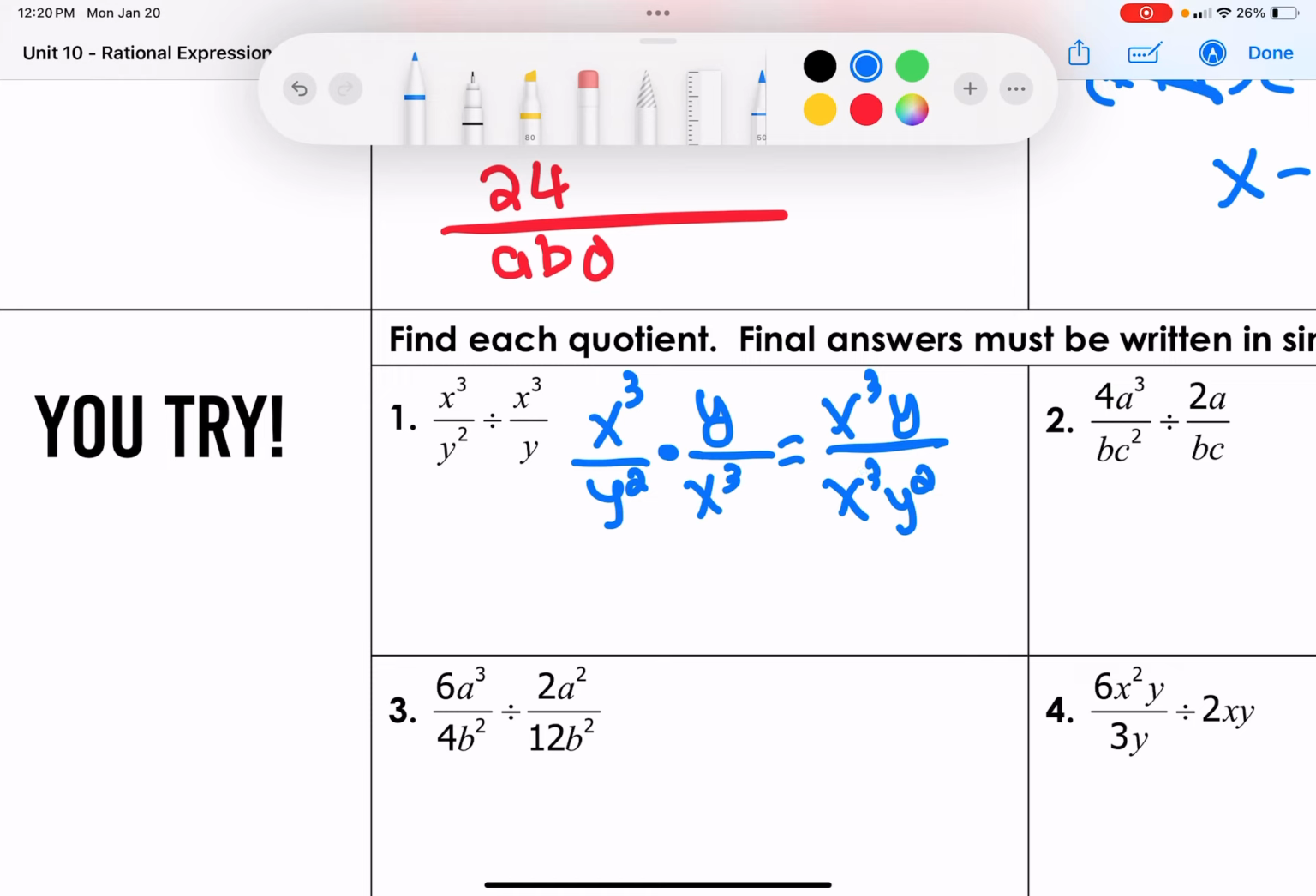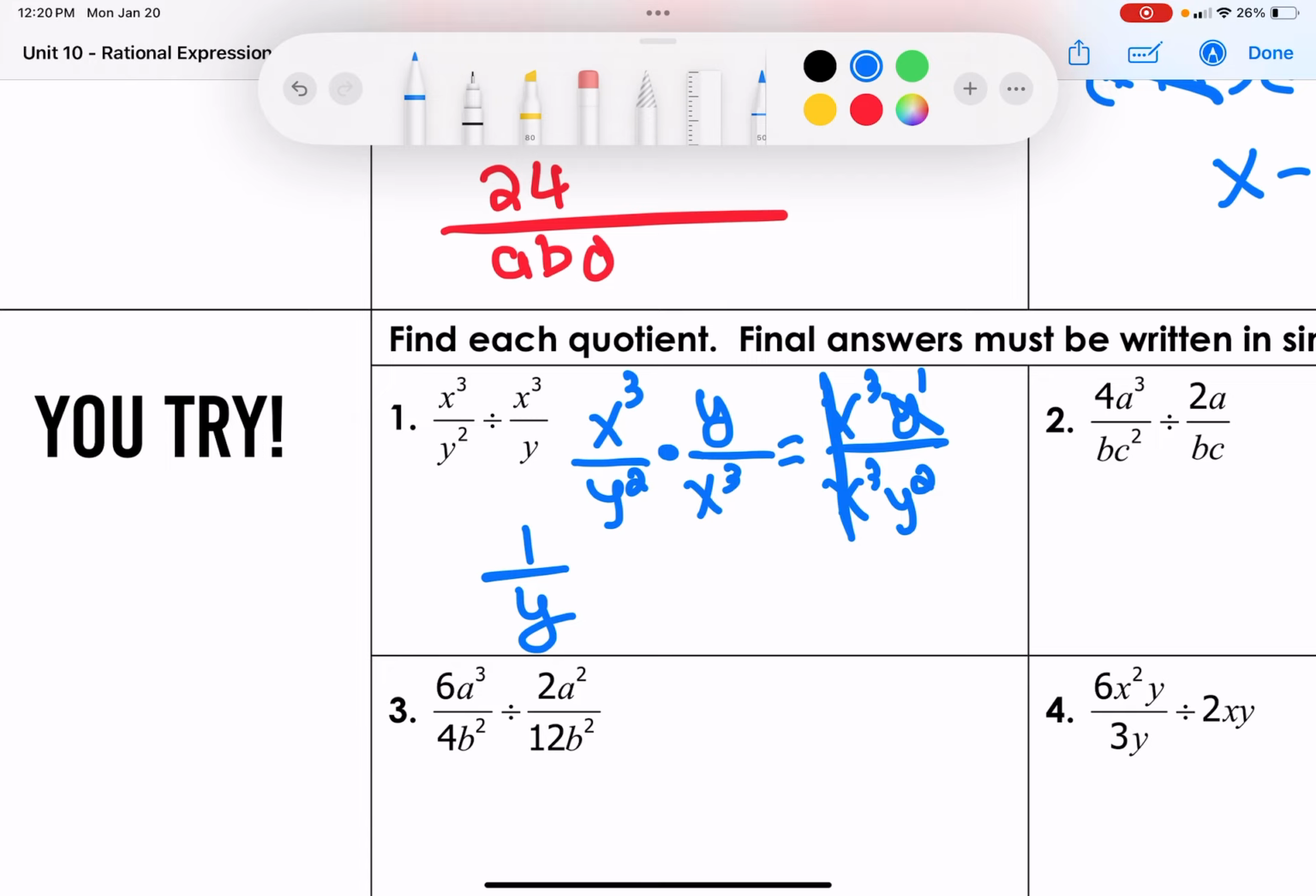Well, the x is canceled out, right? 3 minus 3 is 0, so x is canceled. I have y to the first power over y squared. Remember that in the denominator, that square is the larger number. So now this y cancels out, and I have 1 over y, and that's my answer. All right, look at the next one.